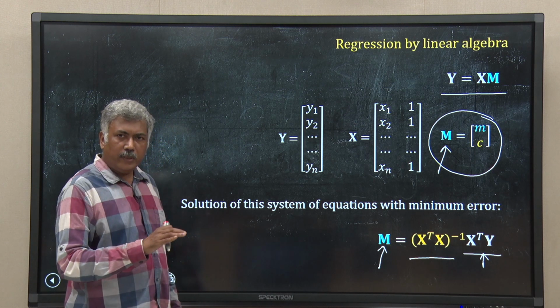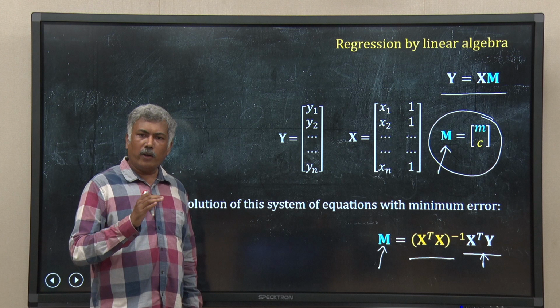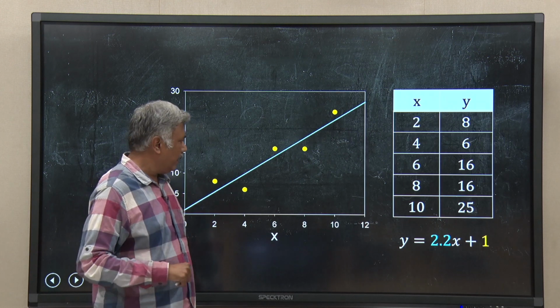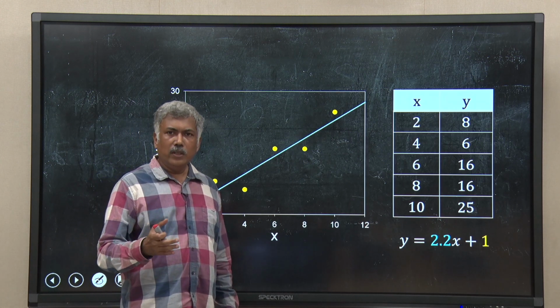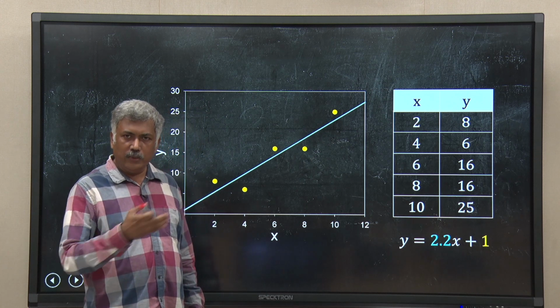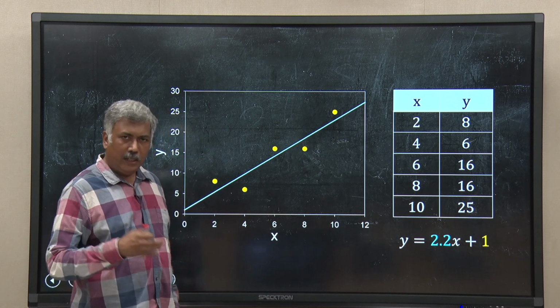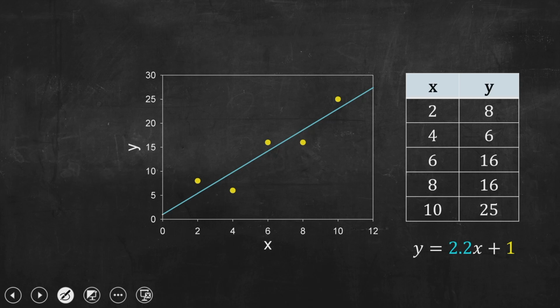So far so good, we have discussed the method, but let us go back to our original problem. I have the data and I have used R to perform the linear regression, which has used the same principle of least square method using linear algebra, and we have got the solution. So, what I have got? My m turned out to be 2.2 and c is 1, and I have plotted that line here. So, that is y equal to 2.2 into x plus 1.